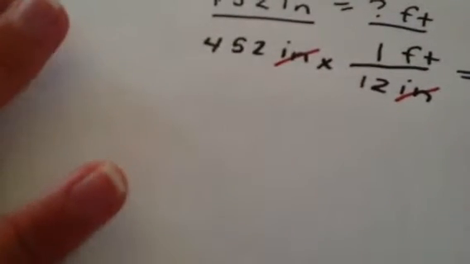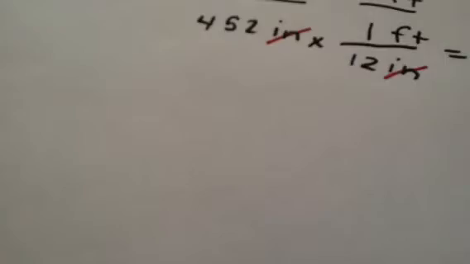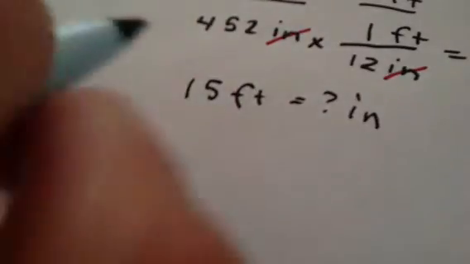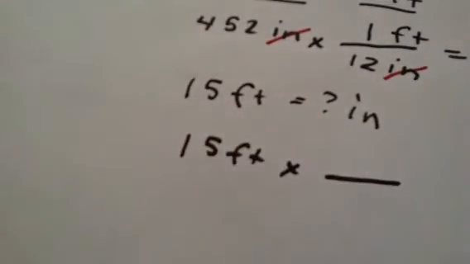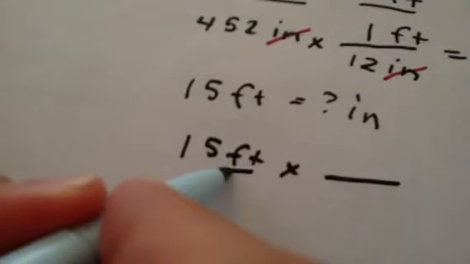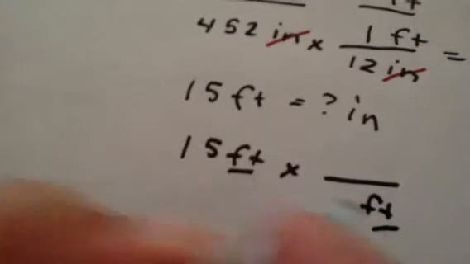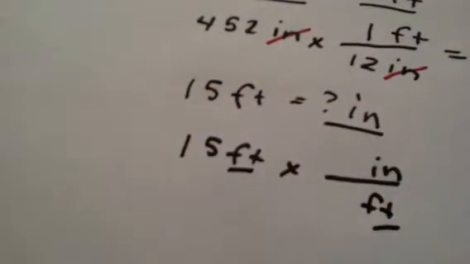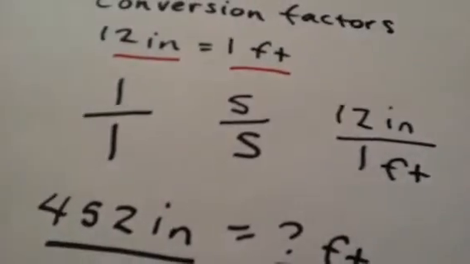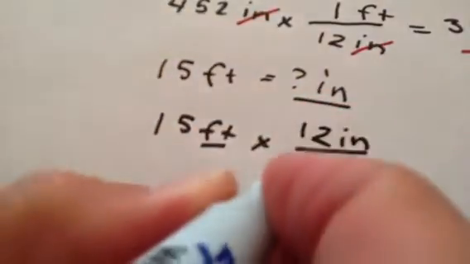Now I can do it the other way around as well. I can take feet and turn it into inches. So 15 feet equals how many inches? I write my given, 15 feet, and I set up my conversion factor. Whatever units are up here have to go down here so that they'll cancel out. And I want to end up with inches, so I put inches on the top. Now I look at my equivalency. 12 inches equal 1 foot. So the 12 always goes next to the inches, and the 1 goes next to the foot.